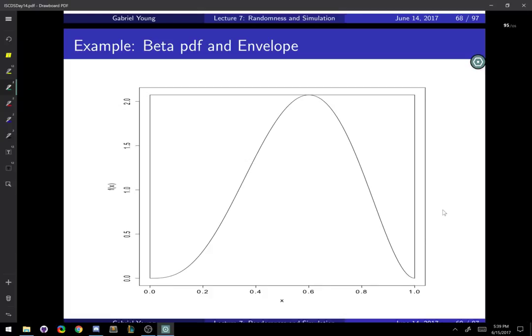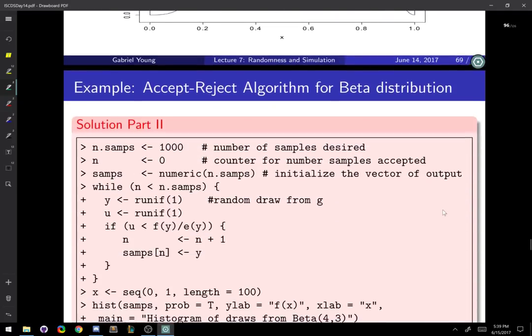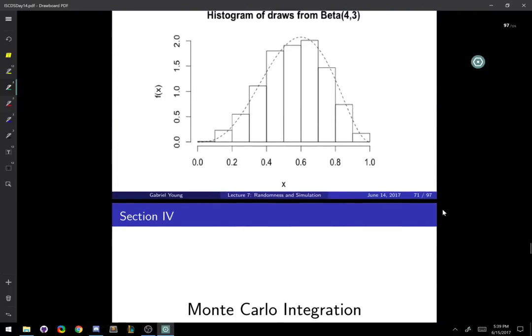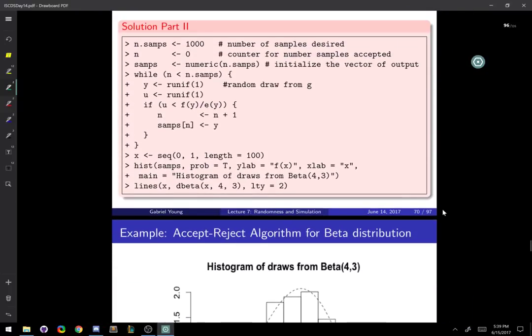So now what we want to do is actually apply the accept reject algorithm to this. It makes a lot more sense to use a while loop, that way we can achieve a certain number of sample values. So we take 1,000 samples. N samples is the number of samples desired, so that's going to be the end goal. Let's do a counter, that way we can use this for quality control. So a counter for the number of samples accepted, okay?